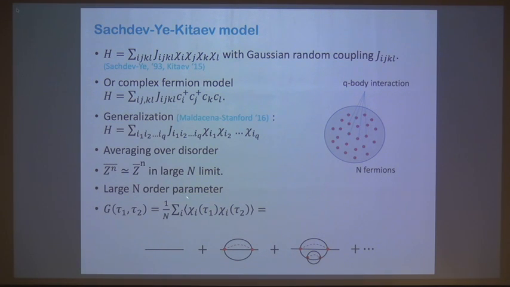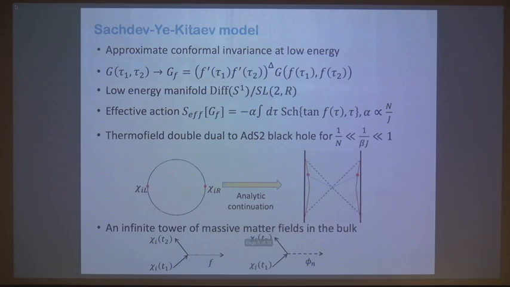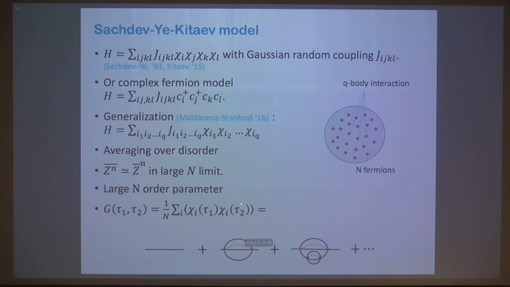And in that case, you get a large N order parameter. So it's just like a mean field theory. And there is a two-point function which has a small fluctuation in the large N limit. So you could treat that as a classical c-number and then use that as your order parameter. The only difference from the more familiar mean field theory, like a superconducting order parameter or superfluid, is that this order parameter itself is a function of two time variables. So it's a non-local order parameter. And so you can find the value of this order parameter by doing a Dyson equation. We will talk about that later.